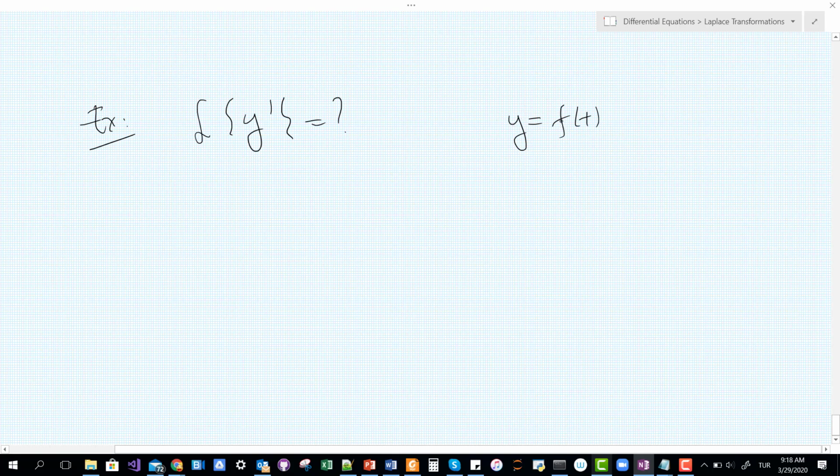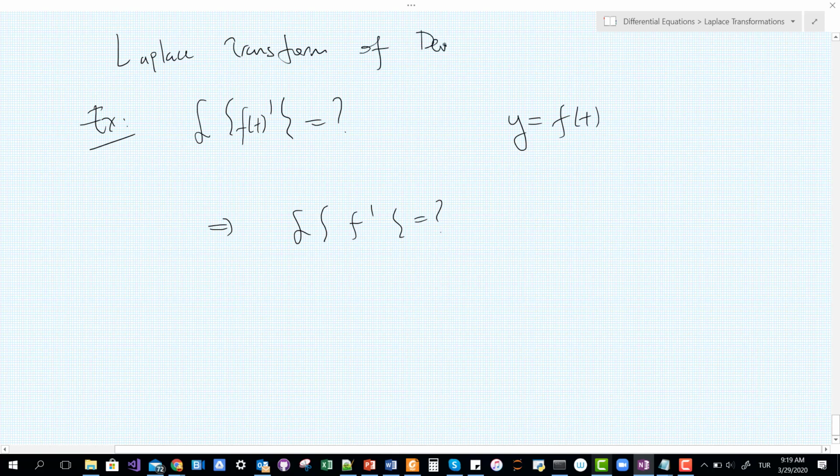So far I just use f of t notation, but when we start solving the linear differential equation, we are going to use always the y notation. But let me keep, since you got used to using it in this way. Laplace of f of t prime, or we can basically ask Laplace of the f prime. So how am I gonna solve this problem as an example? So let's make a small title here. Laplace transform of derivative.